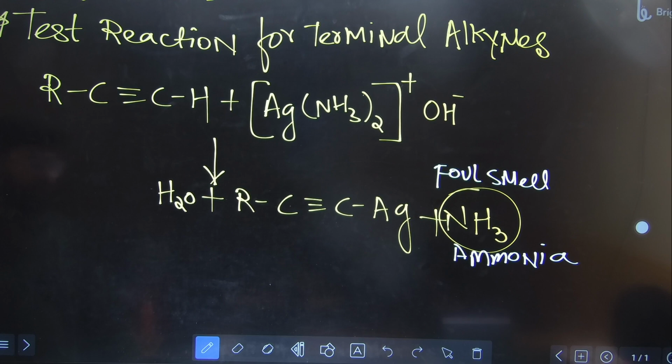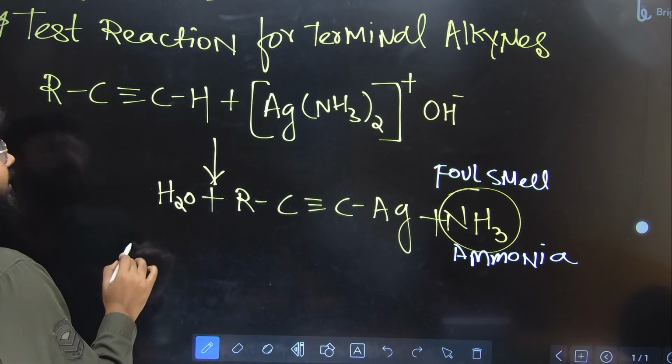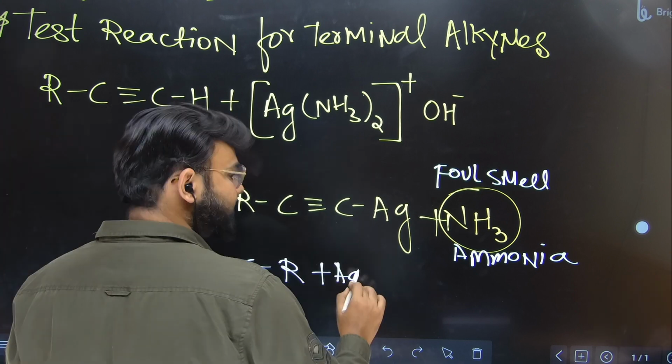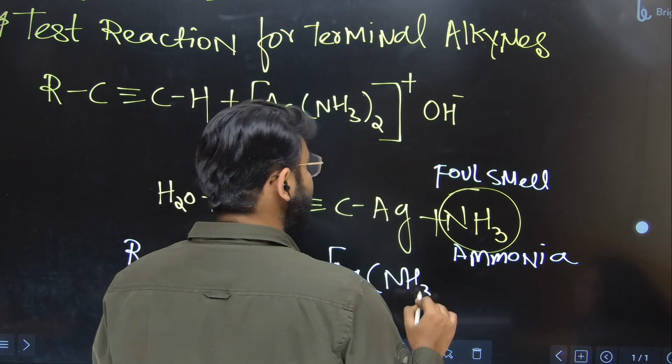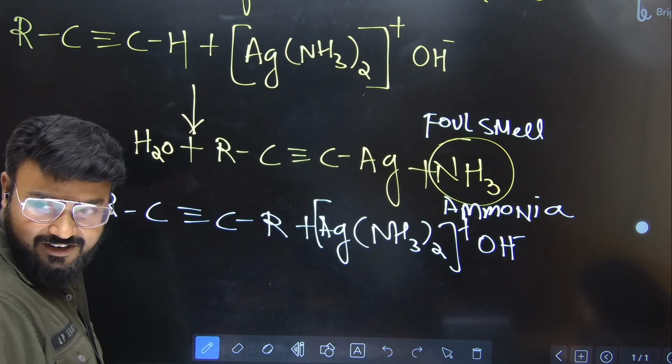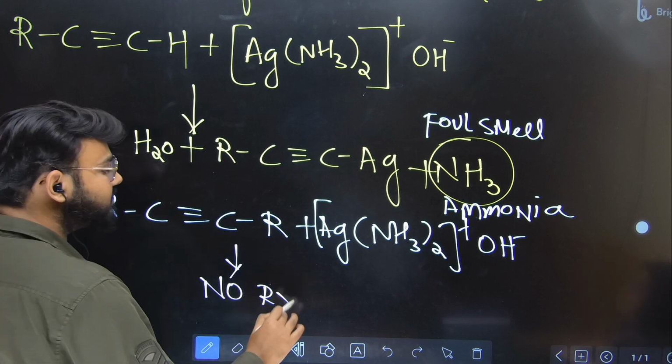Okay. One more thing. If I take something like this with the Ag, NH3 whole twice, OH minus, what's going to happen? Because there is no acidic hydrogen, there will be no reaction, no bad smell. It means it's not a terminal alkyne. I hope it's clear to everyone.